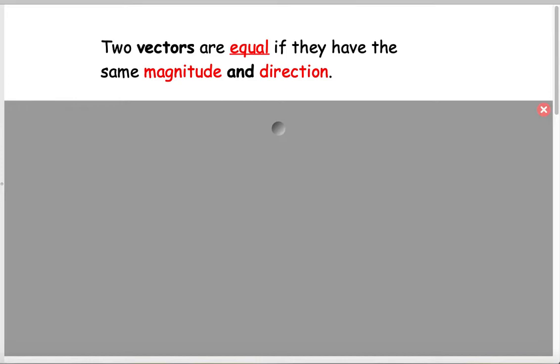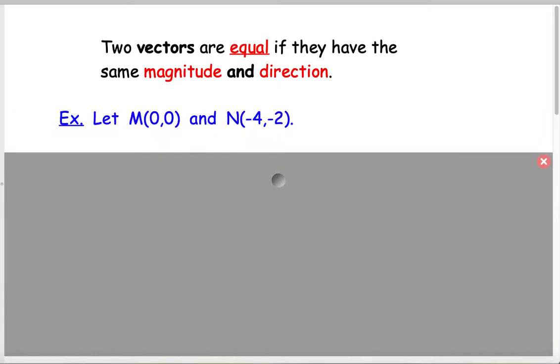All right, so what does it mean for two vectors to be equal? If two vectors are equal, both of those numbers associated with it have to match. So they have to have the same magnitude or the same length. They also have to be going in the same direction, which would mean their slopes should be the same.